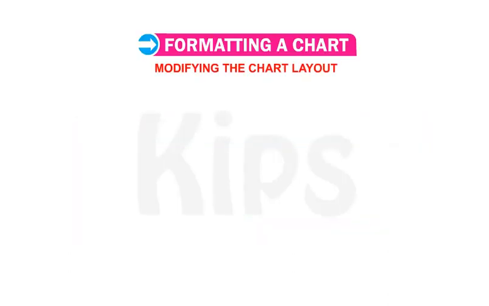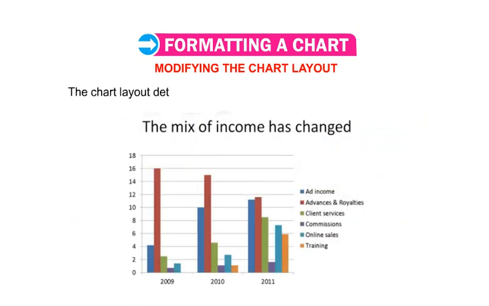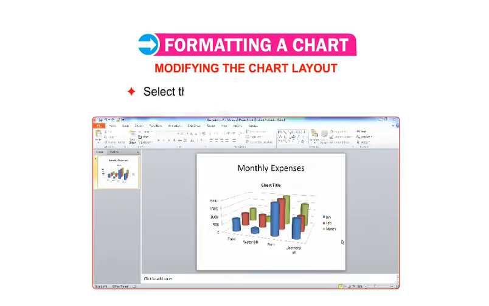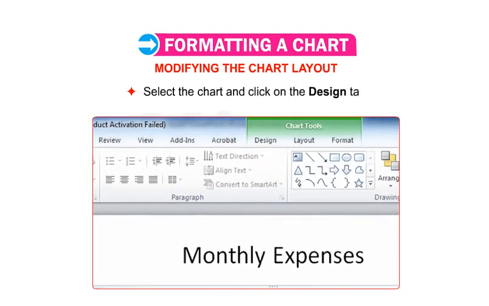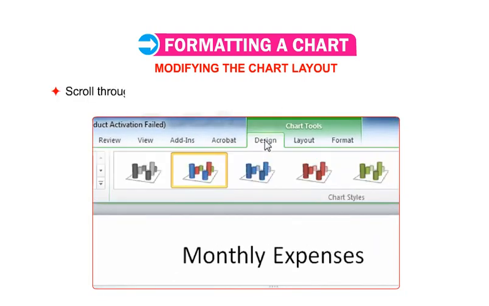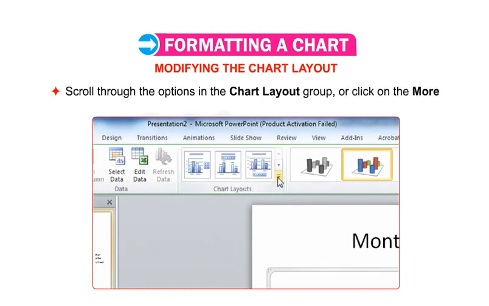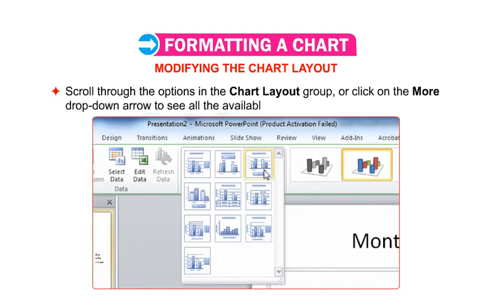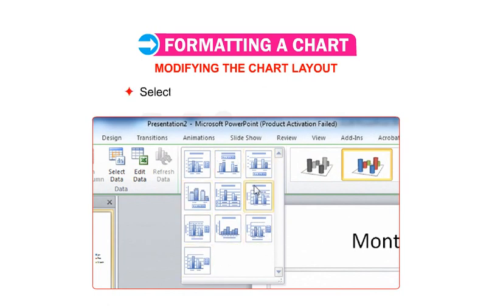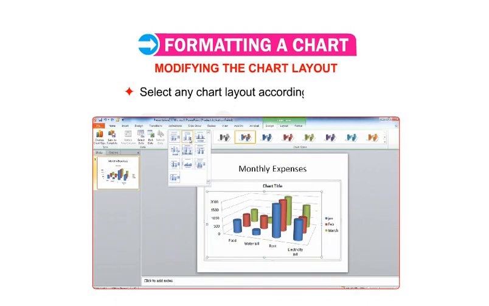Let's now learn how to modify the chart layout. The chart layout determines how specific chart information will appear. To change the chart layout, select the chart and click on the Design tab. Scroll through the options in the Chart Layout group or click on the More drop-down arrow to see all the available chart layout options at once. Select any chart layout according to the need.